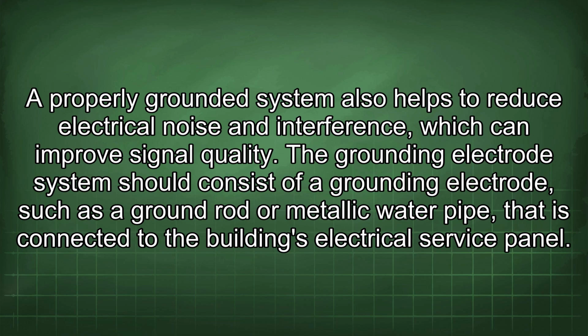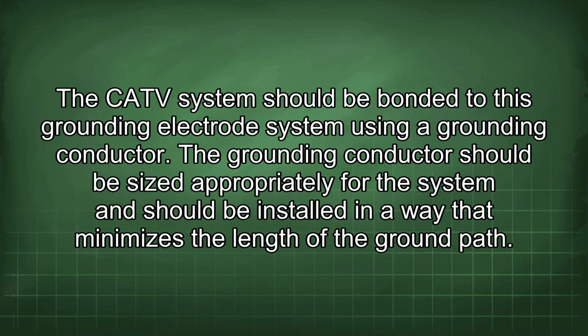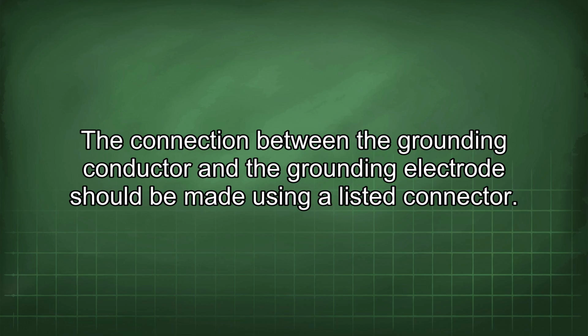The grounding electrode system should consist of a grounding electrode, such as a ground rod or metallic water pipe, that is connected to the building's electrical service panel. The CATV system should be bonded to this grounding electrode system using a grounding conductor. The grounding conductor should be sized appropriately for the system and should be installed in a way that minimizes the length of the ground path. The connection between the grounding conductor and the grounding electrode should be made using a listed connector.